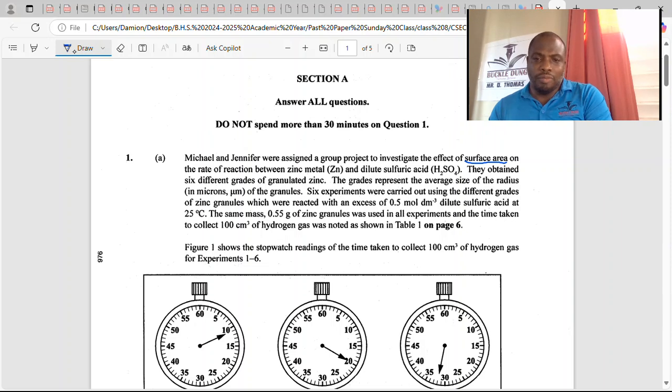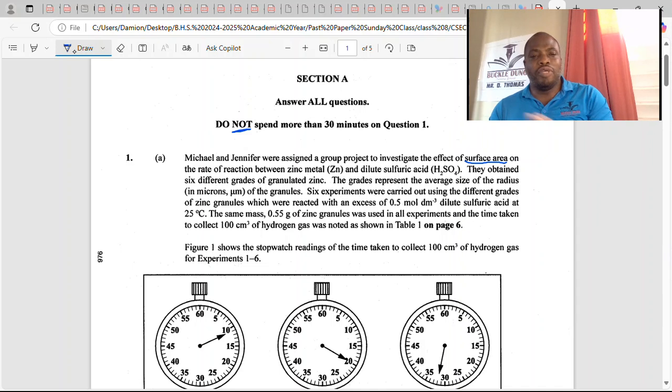A lot of things I'm going to bring out right here. So their investigation, again, this is question one. Let me just say, see it here. Do not spend more than 30 minutes on question one, because they give you one long bunch of questions.